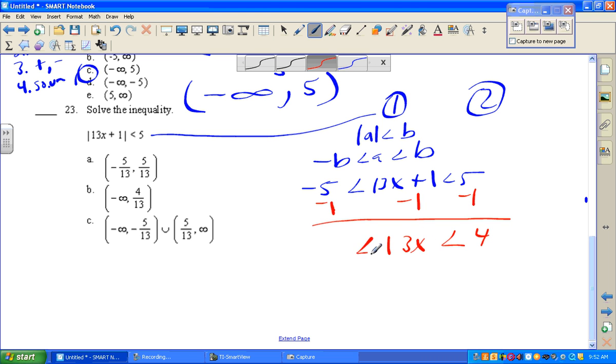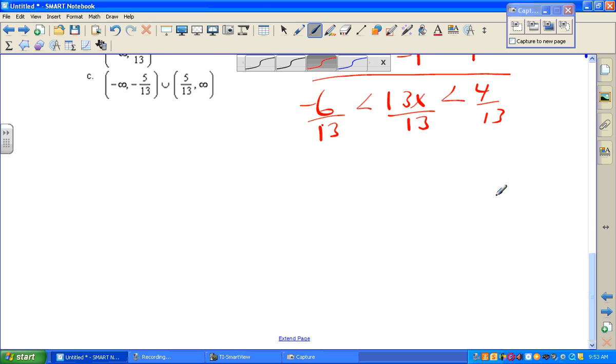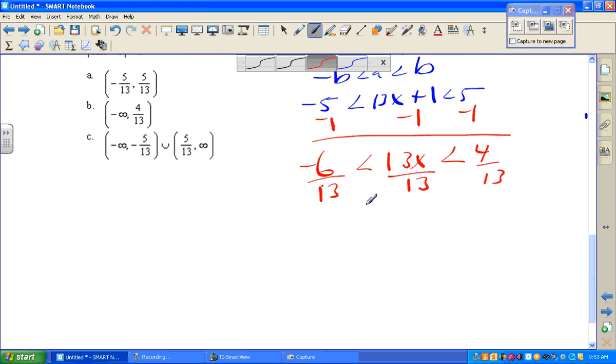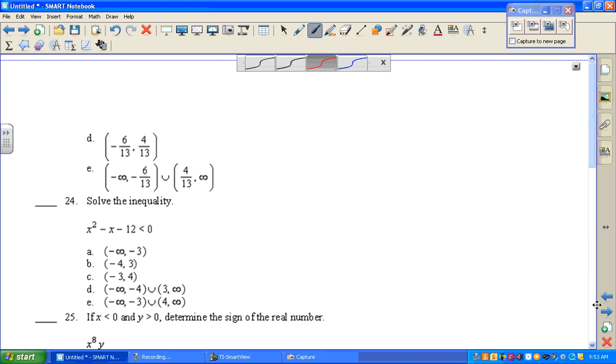13x, negative 6. This looks like an odd one. Is this what you got, Larissa? So negative 6/13 would be an open circle, and 4/13 would be an open circle, and we want everything between them. So which letter is it? Oh, D? I don't see it up there. D! Nicely done.